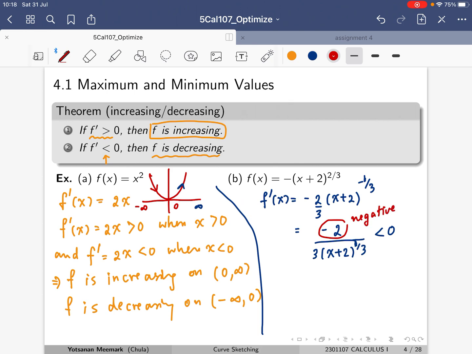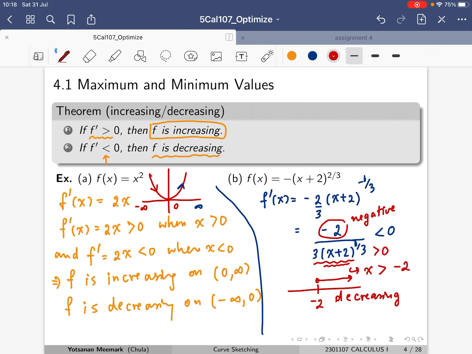So it means that if the whole thing will be a negative value, your bottom must be positive, right? Because the top is already negative. So negative over positive will be negative at the end. So it means that your (x + 2)^(1/3) must be positive, so your x must be greater than -2. Are we okay? So from -2 onward, this will be the interval of decreasing.